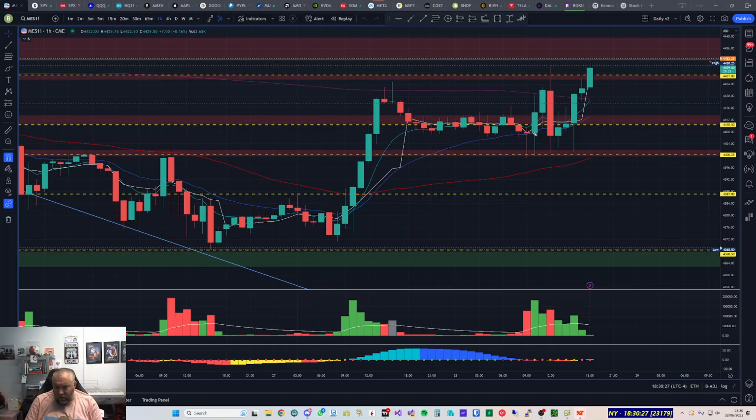In the pre-market we didn't do much, we just went sideways, it chopped around, and then as the market opened we saw this big bearish candle and it did look weak. So let's go into the 5-minute.